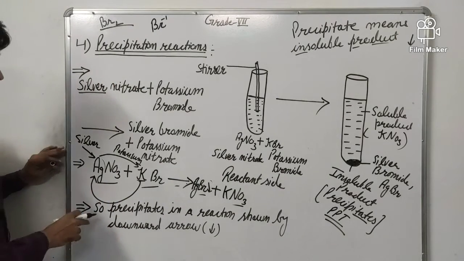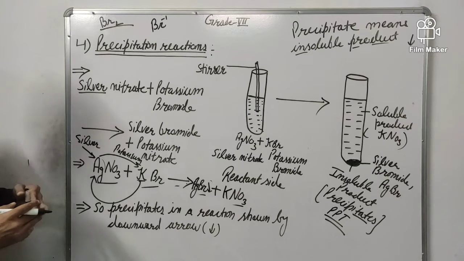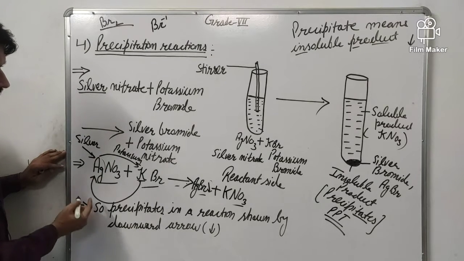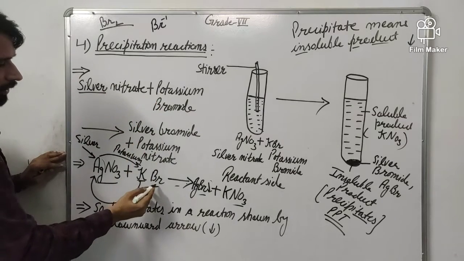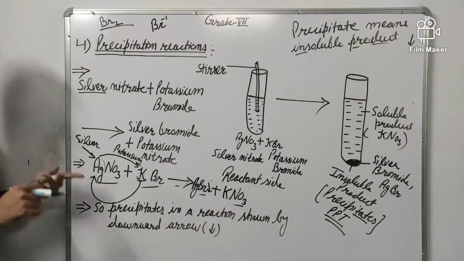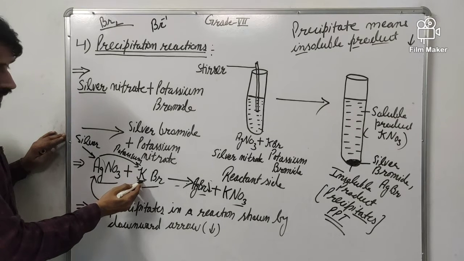There are two reactants. Reactant means initial substances which interact during a chemical reaction. First one is AgNO3, called silver nitrate. Second is potassium bromide, formula KBr. So how does the reaction happen? Because potassium is more reactive, it can attack with more power.